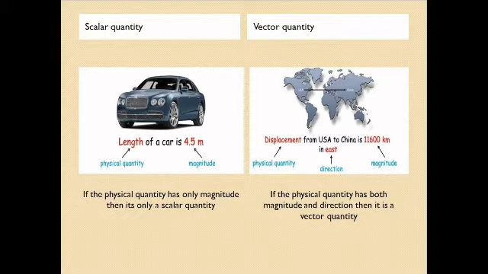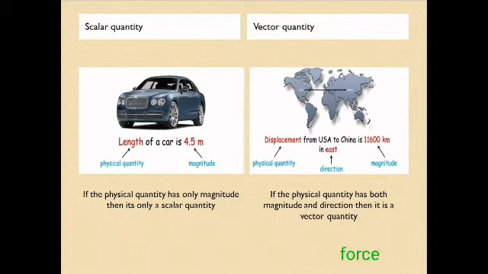So if the physical quantity has only magnitude, then it is a scalar quantity. But if the physical quantity has both magnitude and direction, then it is a vector quantity. An example of scalar quantity is mass. We say, for example, 5 kg, 6 kg, etc. And an example of vector quantity is force. We say 1 Newton in the direction west from east, etc.